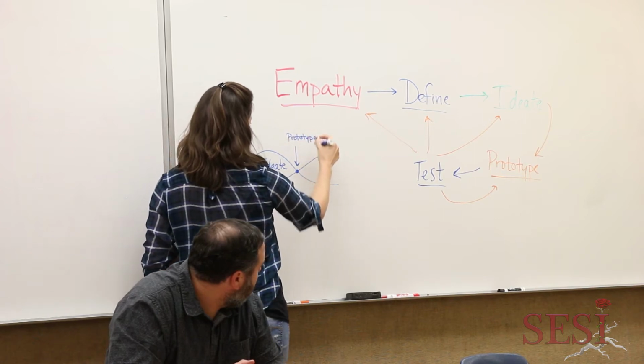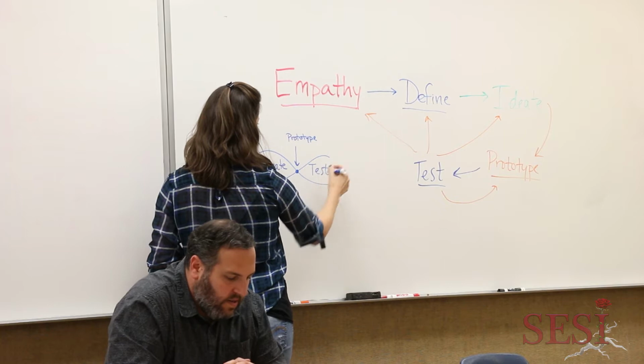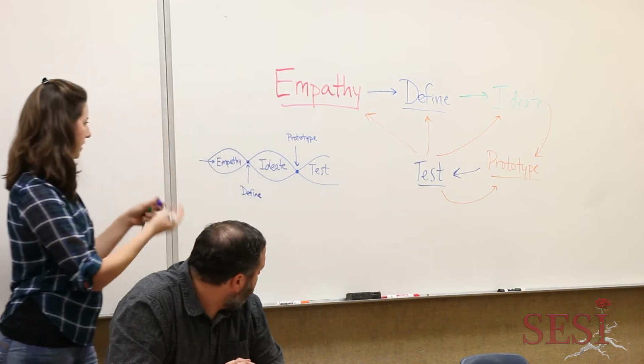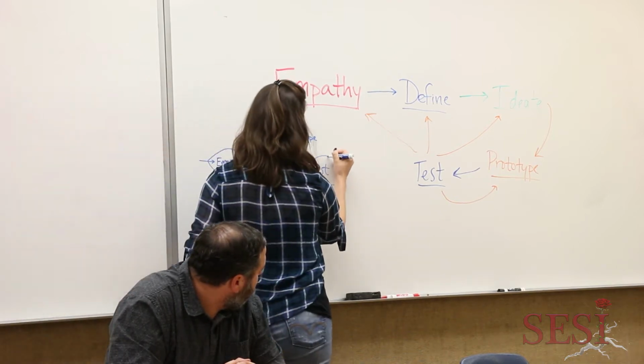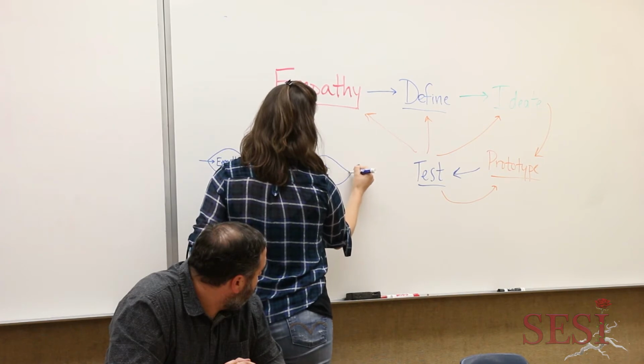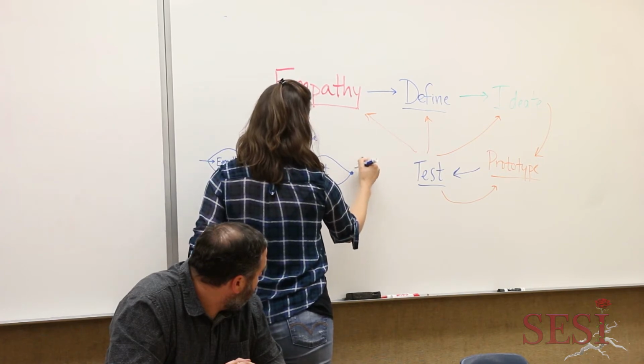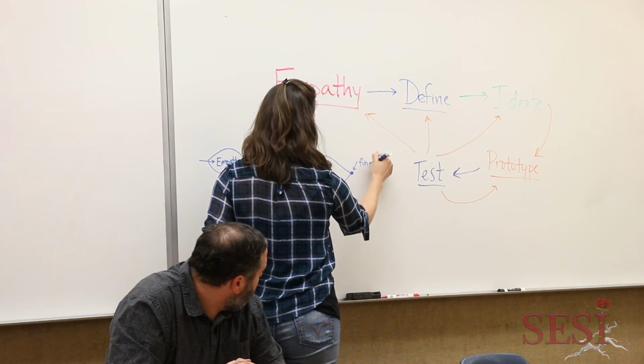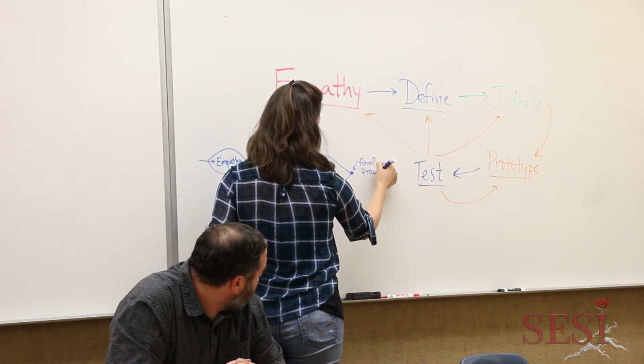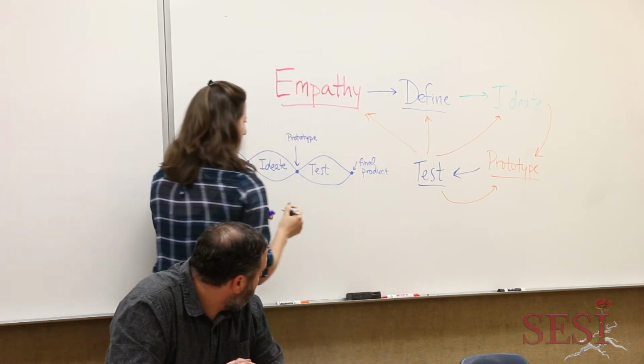And then you go out and you get a bunch of data again in your testing phase. And then, hypothetically, if we wanted to close this off, this would be your final product. So that's what design thinking looks like from a more visual perspective.